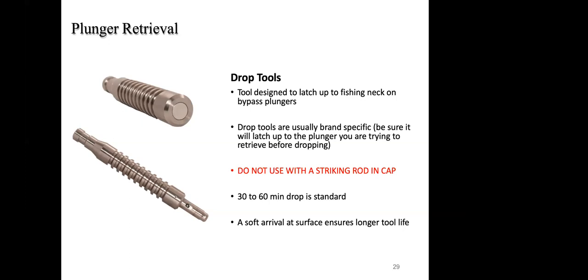Some of the tools are just magnetic. We can grab it with a magnet. And then some tools actually latch. Depending on the style of the plunger, we can latch onto that plunger to try to free it up and to save you the cost of a wireline retrieval on a plunger if it's hung down the hole.